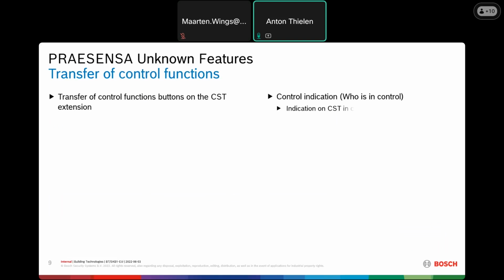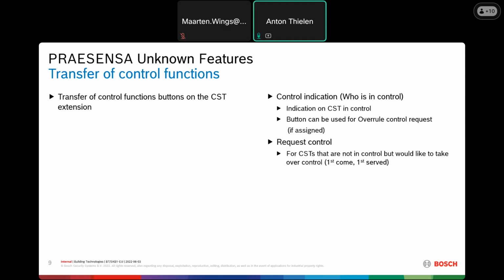You have one indicator, so who is in control actually, and I will show that later. That button can also be used to overrule the control request. So if that call station which is in control, that indicator, and another one has the rights to take it over, then he can push that button to overrule the control request. I will show that later.